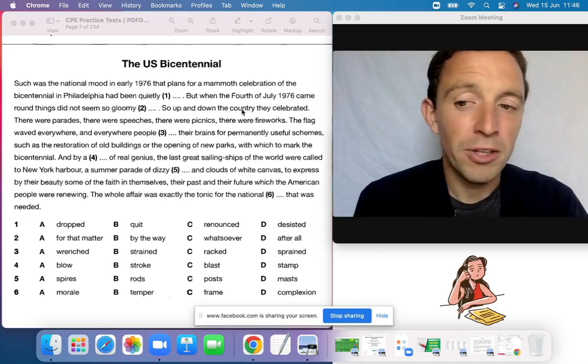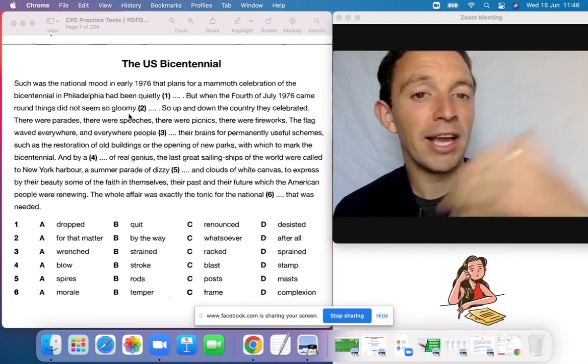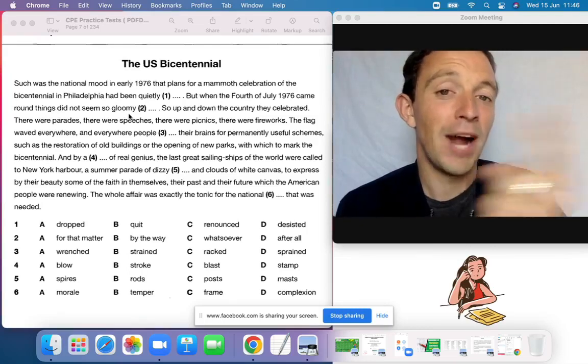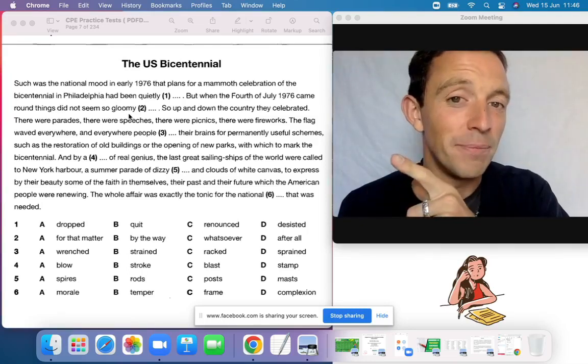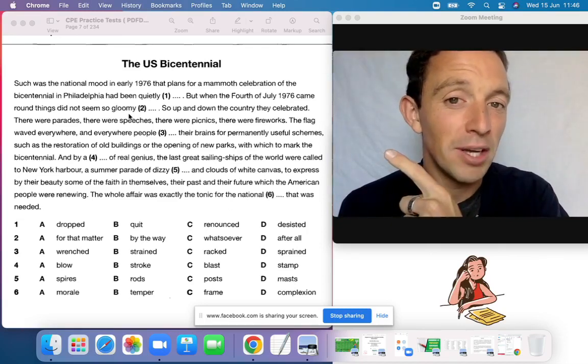But when the 4th of July came round, that's a phrasal verb meaning to appear. It arrived when it came round. A person can also come round when they change their opinion. So he or she finally came round to my point of view.